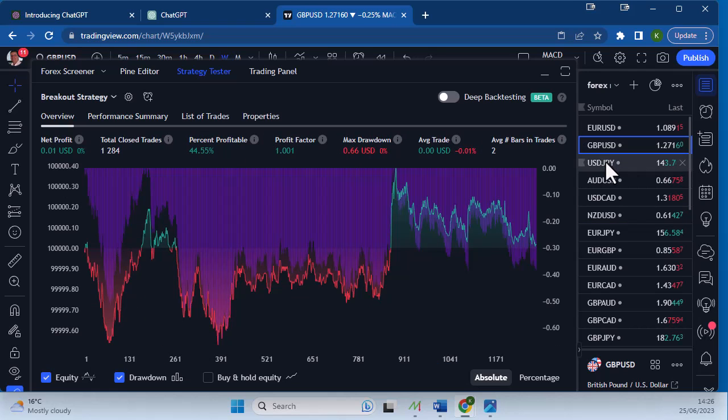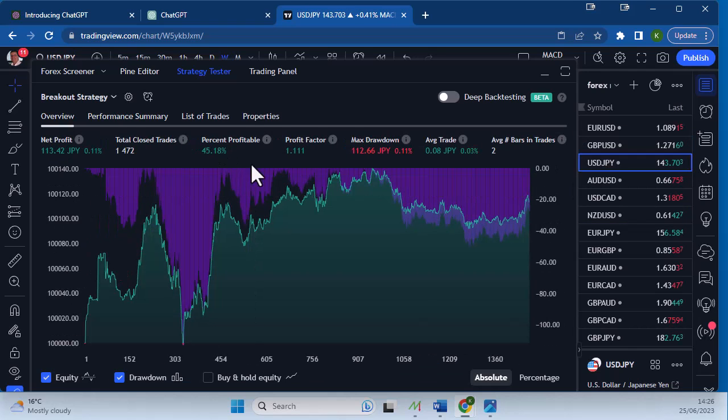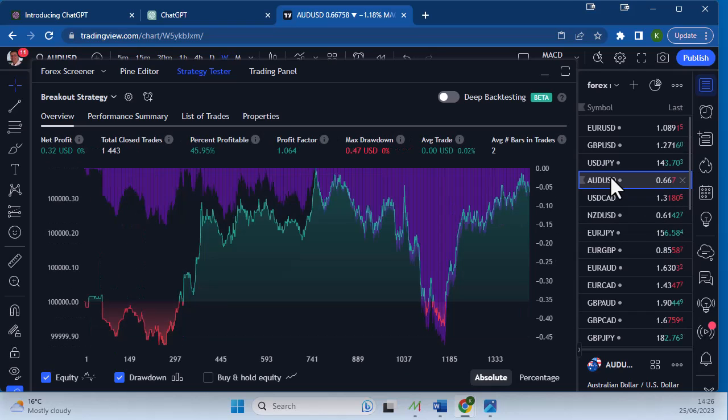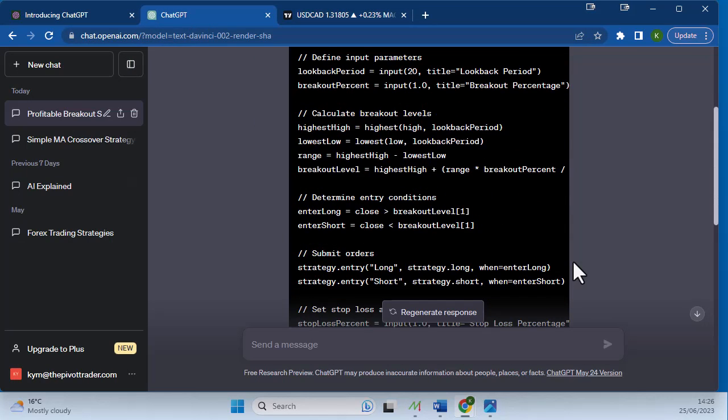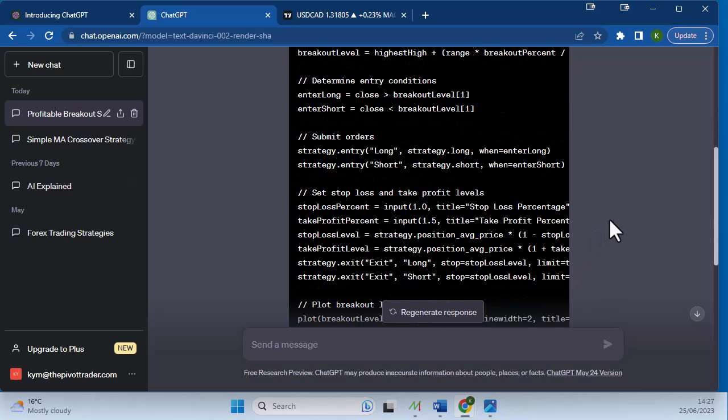It's not massively profitable. Again, it's got this sort of 45% win rate, but there's not enough in it to make money from this. So maybe it doesn't understand profitable enough. It did give me a code that went straight in there, which was good, but sometimes you might want to adjust the code and give it some more criteria.